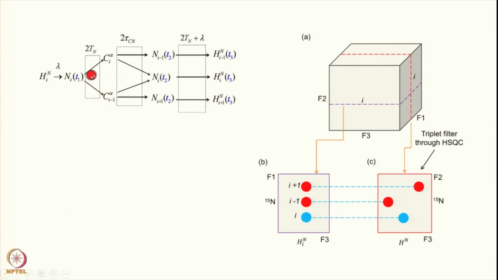From Ni you transfer to the C alpha of I and also to the C alpha of I minus 1. Now in the earlier case you labeled this C alpha, but here we do not label the C alpha, we do not make it a T2 part. What we do is transfer this further to the next nitrogens. From this C alpha, during a particular time period called 2 times tau CN, you transfer again partly to the nitrogen of I minus 1 and partly to the nitrogen of I itself.